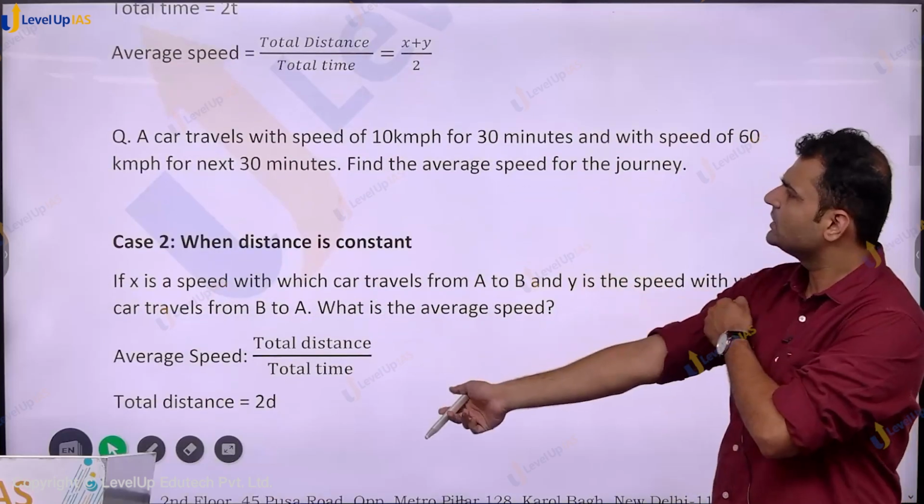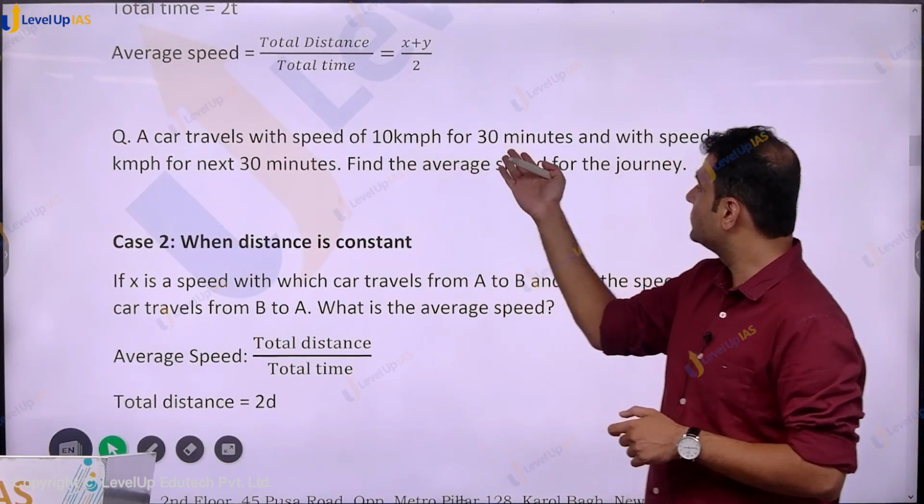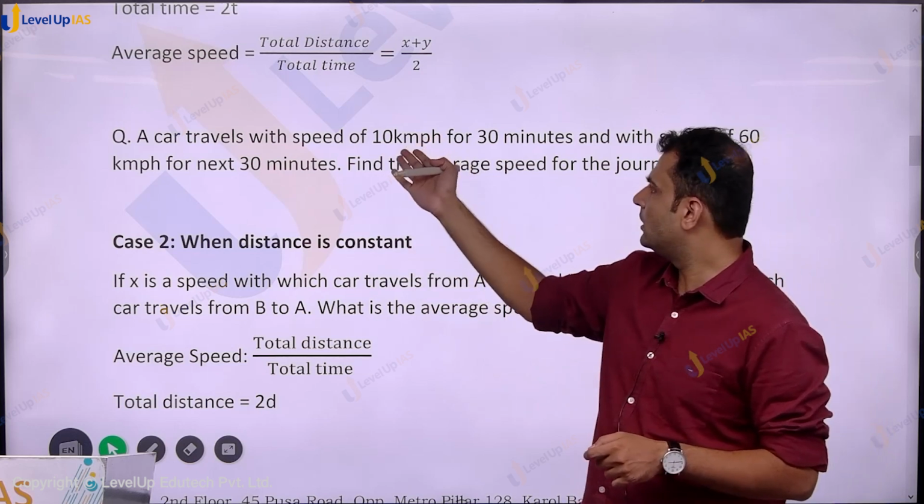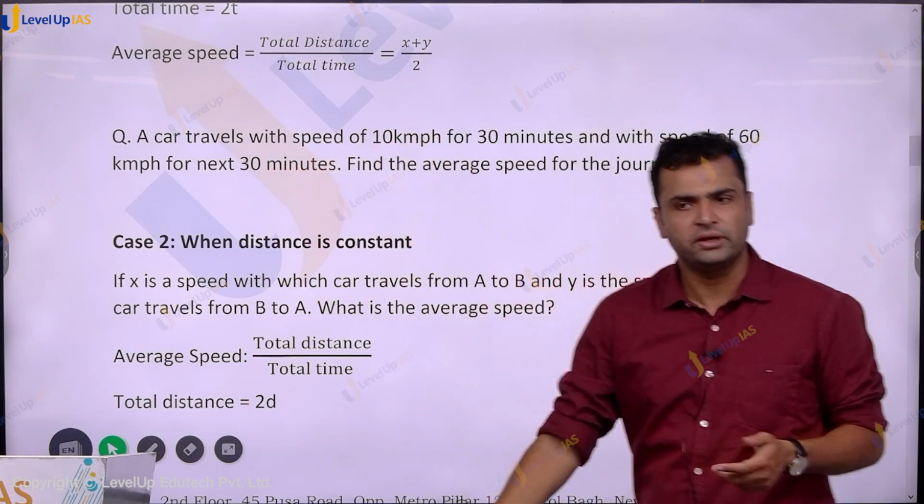This is a sample question. A car travels with speed of 10 for 30 minutes, 60 for next 30 minutes. Find the average speed. Average speed would be 10 plus 60 by 2, which is 35.